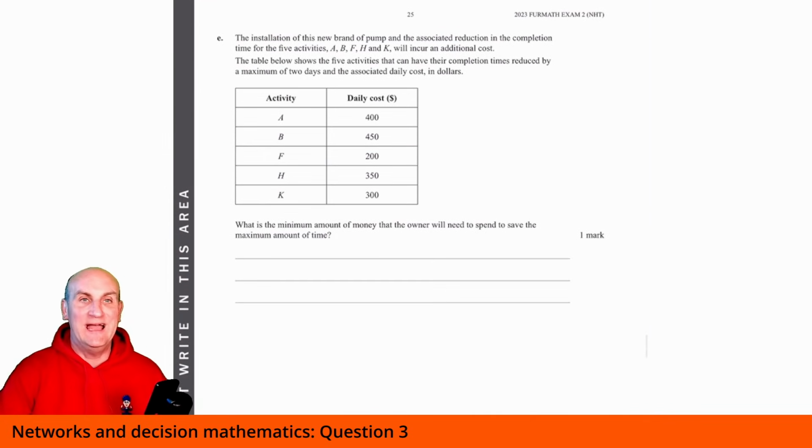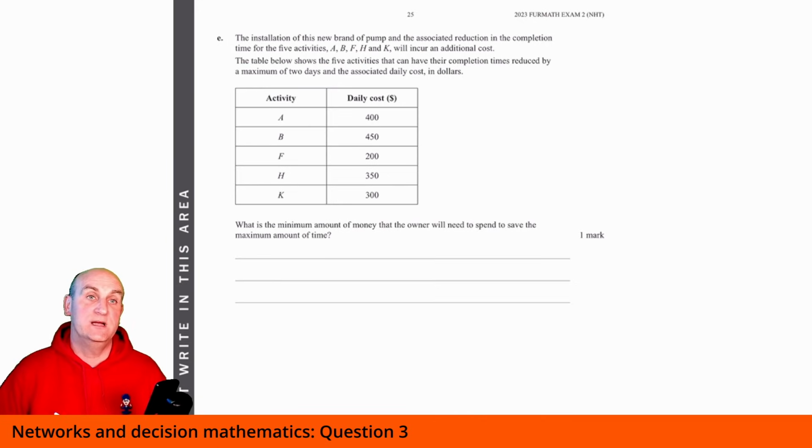And then obviously, yay, they're now going to turn around and say, well, the installation of this new brand of pump and the associated reduction in the completion time for the activities A, B, F, H, and K will incur cost. All right, the table below shows the 5 activities that can have their completion times reduced by a maximum of 2 days and the associated cost in dollars. All right, so what is the maximum amount of money that the owner will need to spend to save the maximum amount of time? Well, okay, the good news is we've actually already saved. We've worked out in the previous question that the maximum we can save is 4 days, actually.